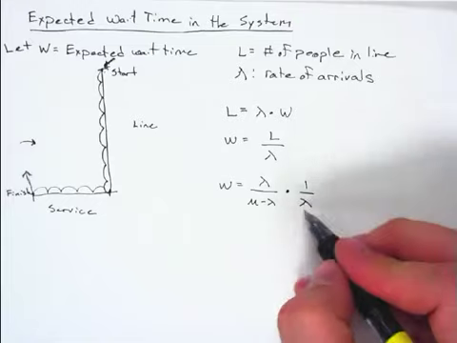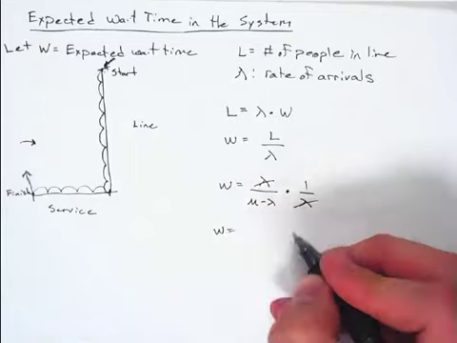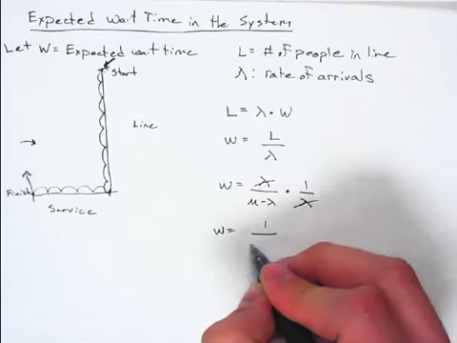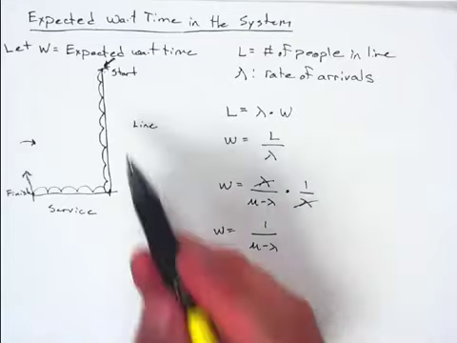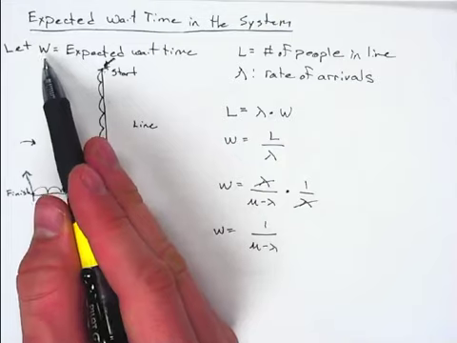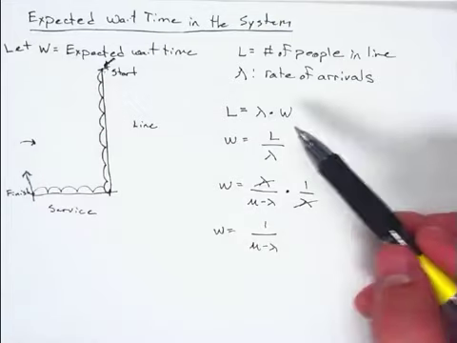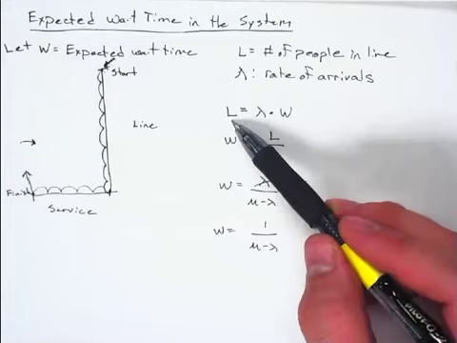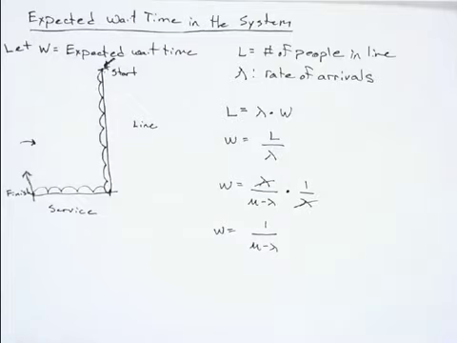And that's pretty nice because this lambda and that lambda cancel. And W, your expected wait time, is 1 over mu minus lambda. So again, you are in line and in service, so you are in the system for a certain amount of time. We call that W because it's a steady state equilibrium. You turn and look, you see that there are L people in line. You know how long you were in line. You know lambda is how fast they arrive, so that's what you end up with.